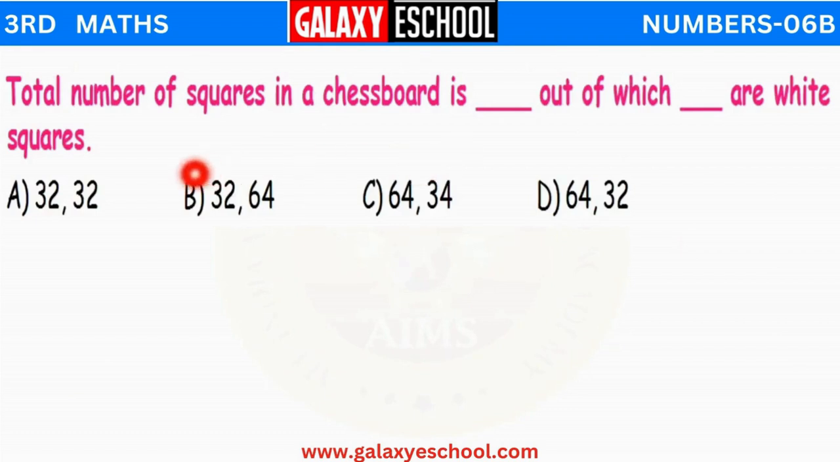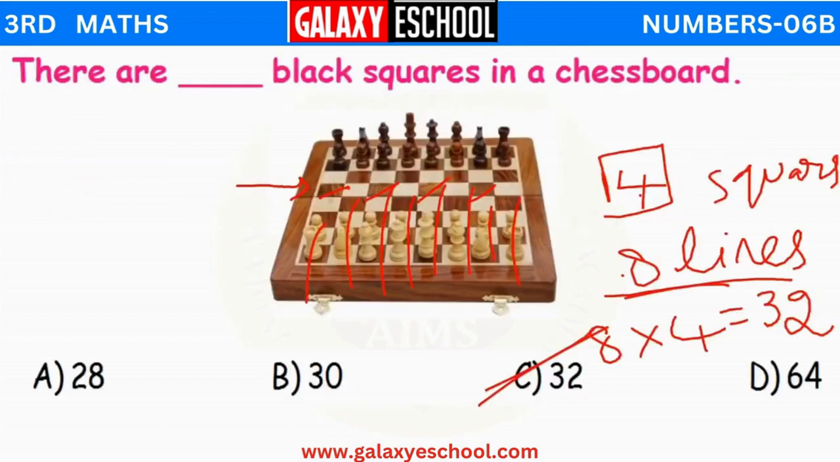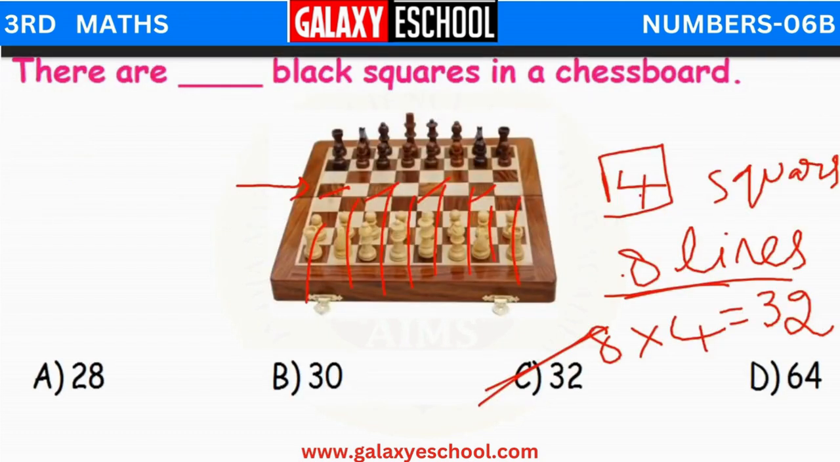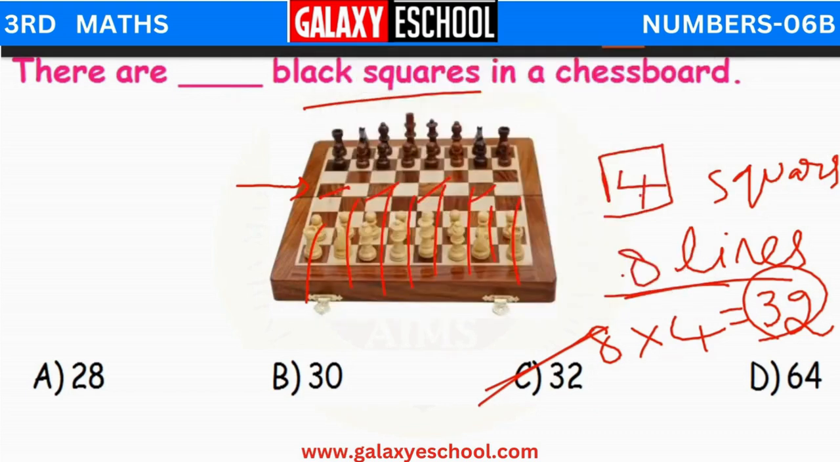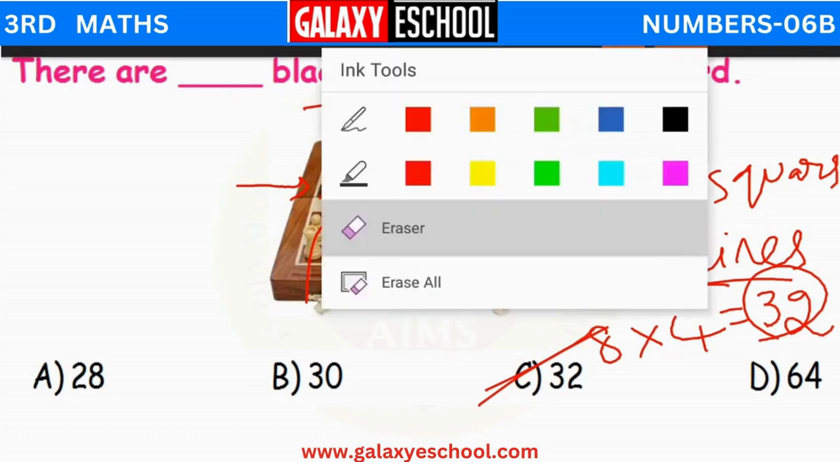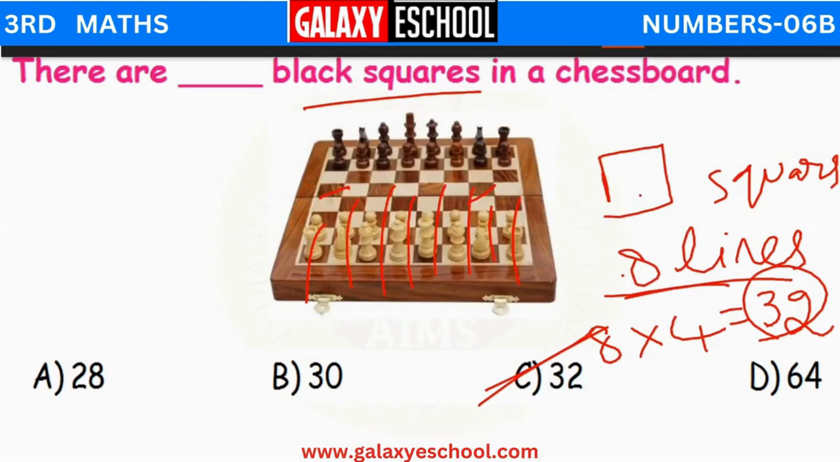Next, total number of squares in a chessboard is dash, out of which dash are white squares. Just now, what did we do? We found out that there are 32 black squares in a chessboard. Now, what should we find out? We should find out the total number of squares in a chessboard. See, wait a minute, let me erase this here.